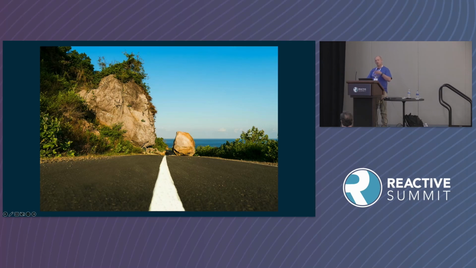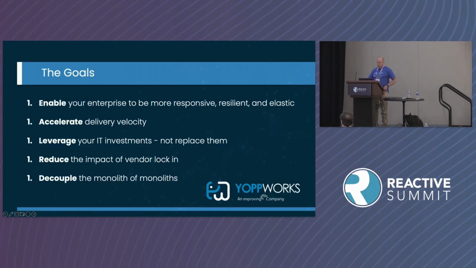So when we talk about building a reactive architecture with components that are not necessarily reactive, I think we need to look at our systems differently and how we integrate them. So what do we do? The goals. We want to enable our enterprise to be more responsive, resilient, and elastic. That's what we're trying to accomplish. We want to accelerate delivery velocity. We've seen those impediments. We've talked about those before. We want to leverage our IT investments and not replace them.